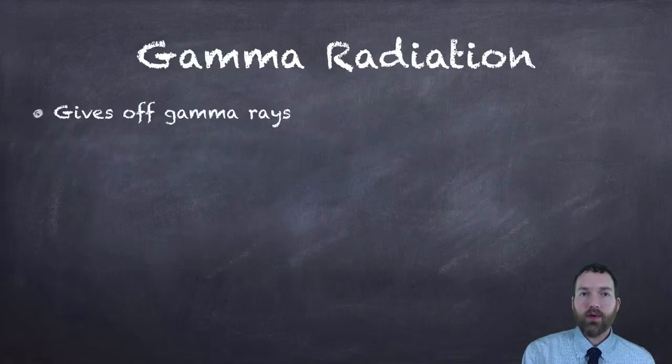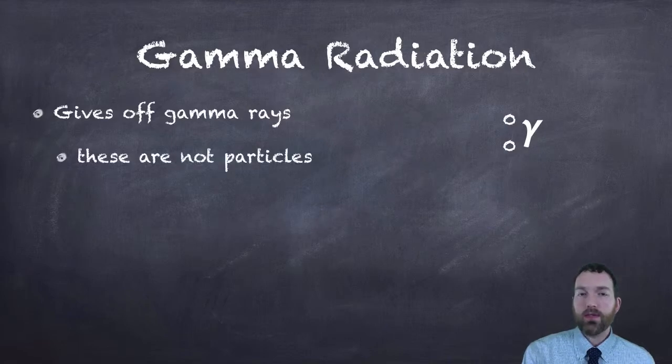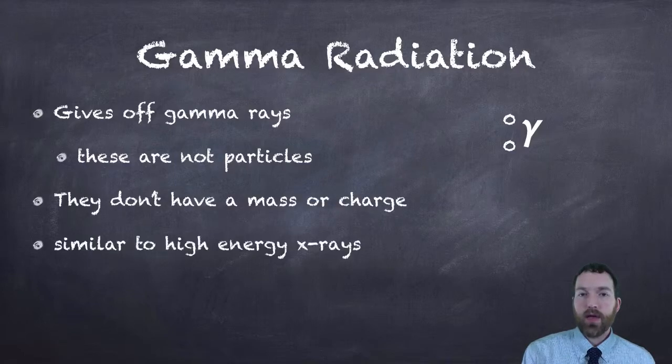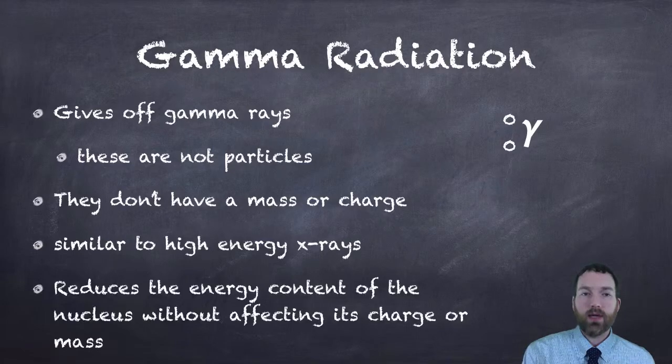Okay, next we have gamma radiation. Gamma radiation gives off gamma rays, and a gamma ray looks like this. It's kind of like a weird little Y, and it has no mass, and it has no atomic number either. So these are actually not particles. They don't have mass or charge. They're just energy. They're similar to high energy X-rays.